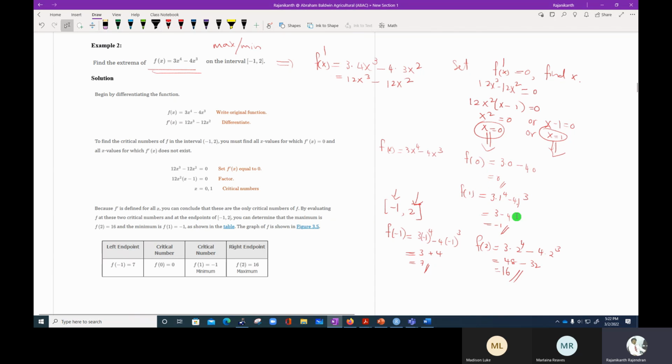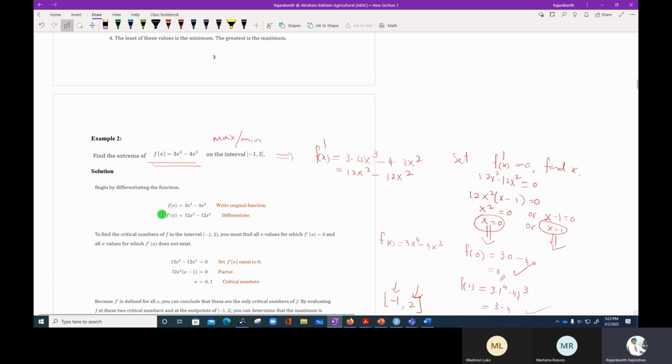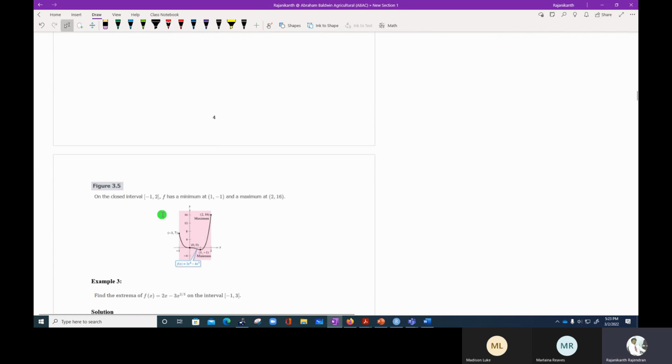Now, you know, left hand point 7, critical number 0, another critical number negative 1, and the right point 16. Among those values, you will find the smallest and the highest value. Those are going to be the minimum and maximum, or extreme values. So you got negative 1 and 16. So that's the way to do this problem. Okay.